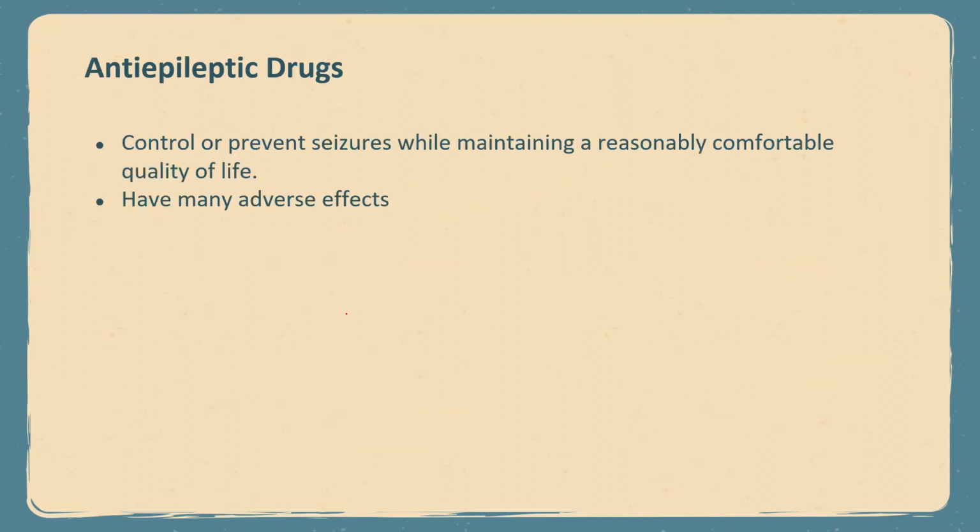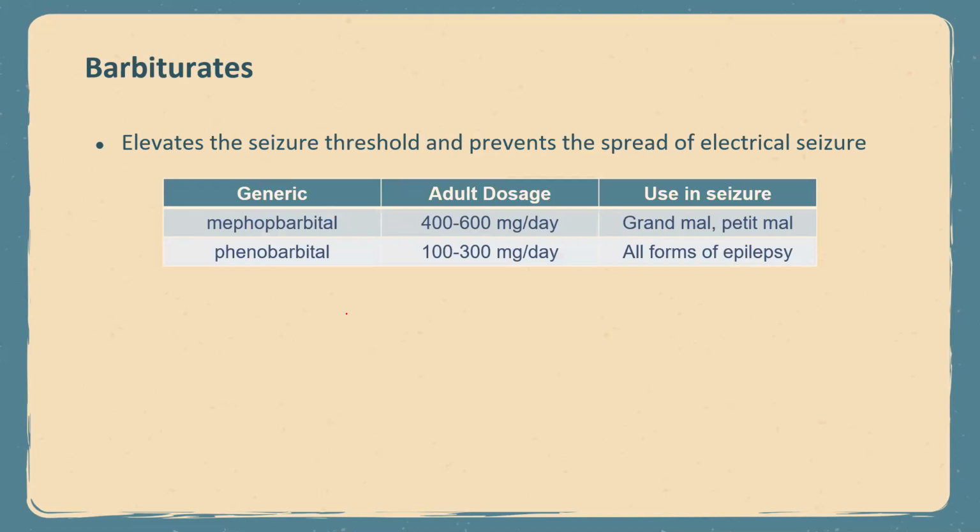Okay? So anti-epileptic drugs are used to control and prevent seizures while maintaining reasonably comfortable quality of life. However, our anti-epileptic drugs have many side effects. Examples or classifications of our anti-epileptic drugs include number 1, barbiturates. Barbiturates elevate the seizure threshold and prevent the spread of electrical seizure by enhancing the inhibitory effects of GABA.